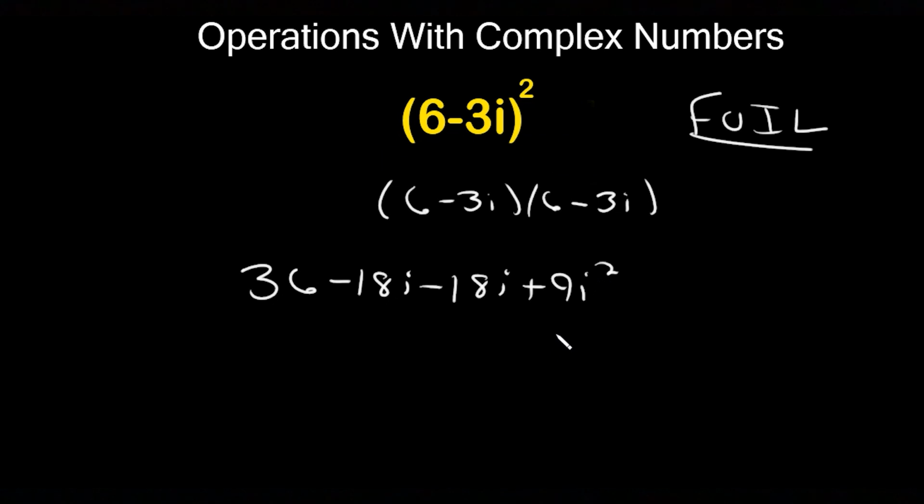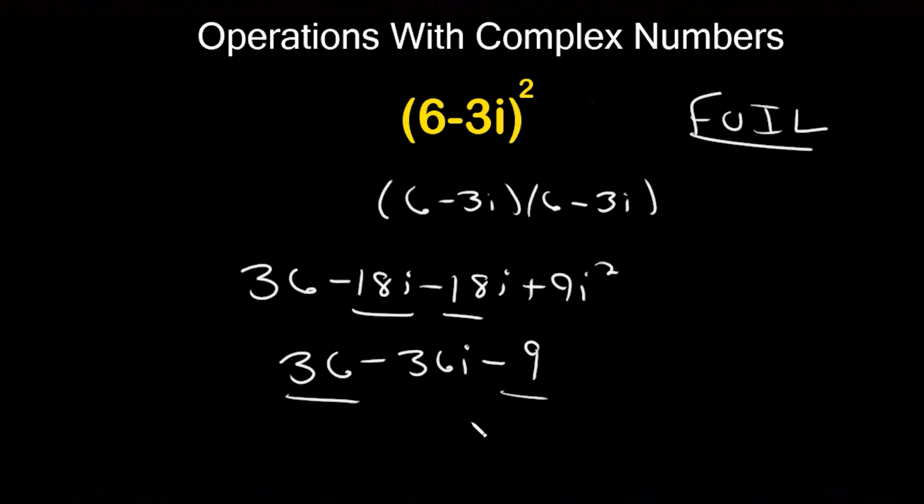So from here, what can you do? Well, you can combine like terms right here and here. If I do that, I get 36, and then I get minus 36i. And now remember, I have an i squared here. That i squared is really negative 1. So it's 9 times negative 1, I get negative 9. Now you have more like terms right here, 36 and the negative 9. So when I combine those, I'm going to get positive 27. So I get positive 27 minus 36i.